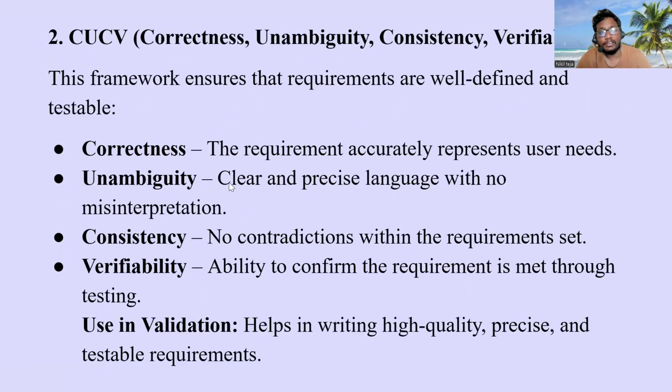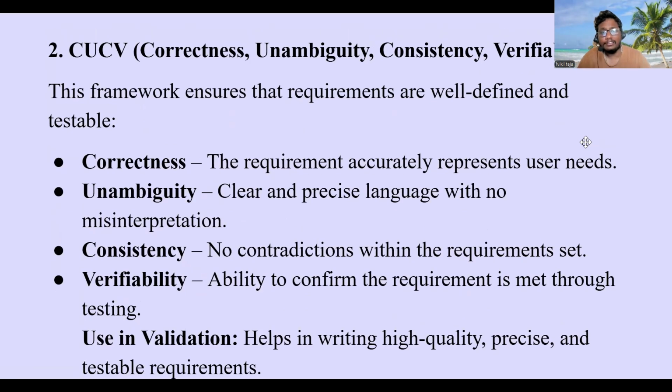Next is CUCV: correctness, unambiguity, consistency, and verifiability. The framework ensures that the requirements we have gathered for software development are well defined and testable. Correctness: the requirement accurately represents the user needs. Is my requirement accurately representing the user needs or not? Next is unambiguity: clear and precise language with no misinterpretation.